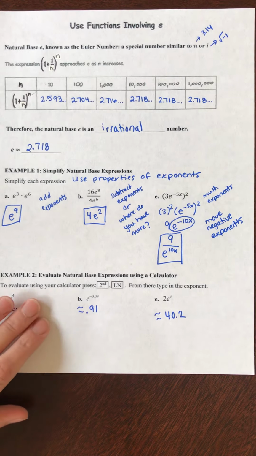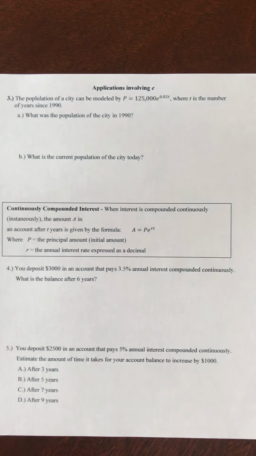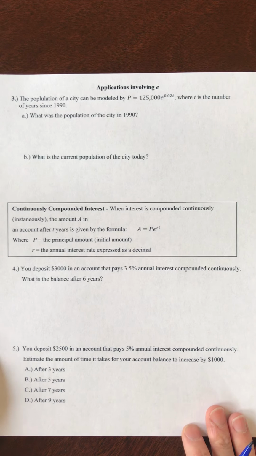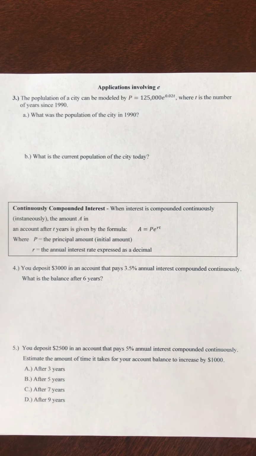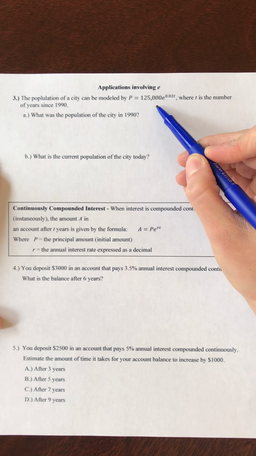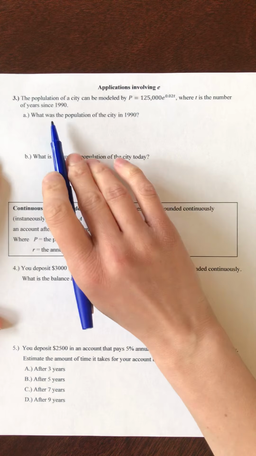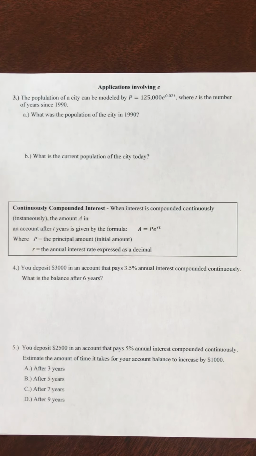Okay, so let's look at a couple of applications. And then you'll be practicing some of this on your Schoology homework. All right, so applications involving e. The population of a city can be modeled by the function P equals 125,000 e to the 0.02t, where t is the number of years since 1990.